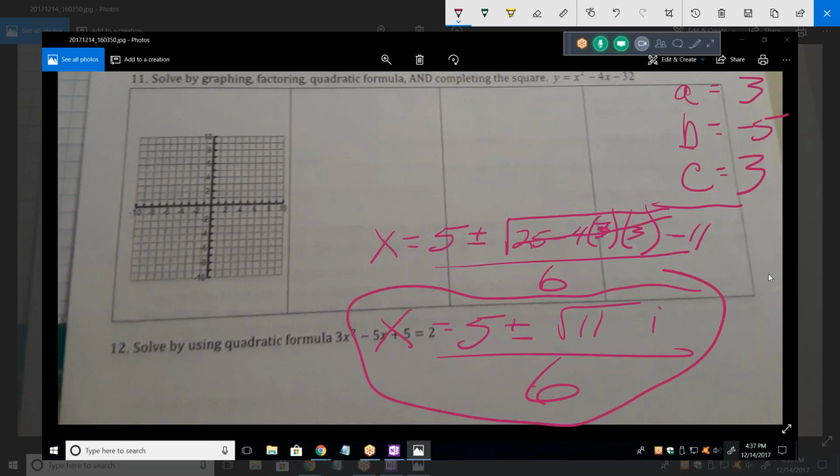Remember, whether you're factoring or using the quadratic formula, you always have to get one side to 0.